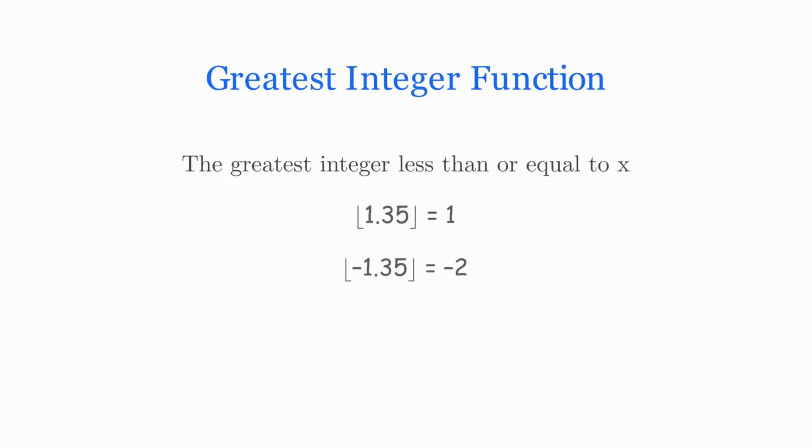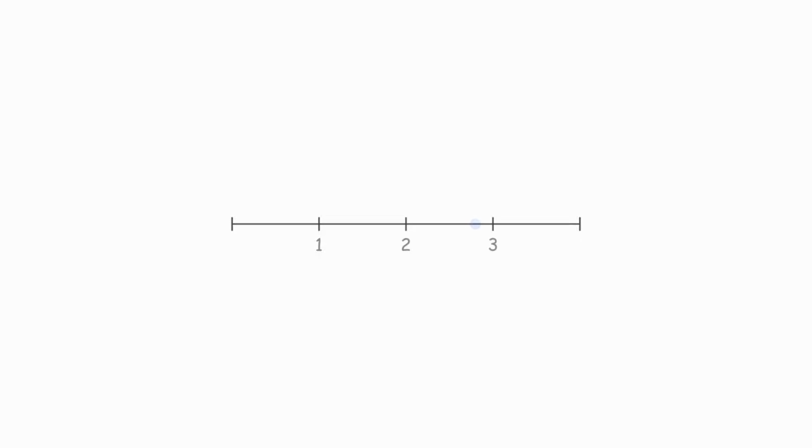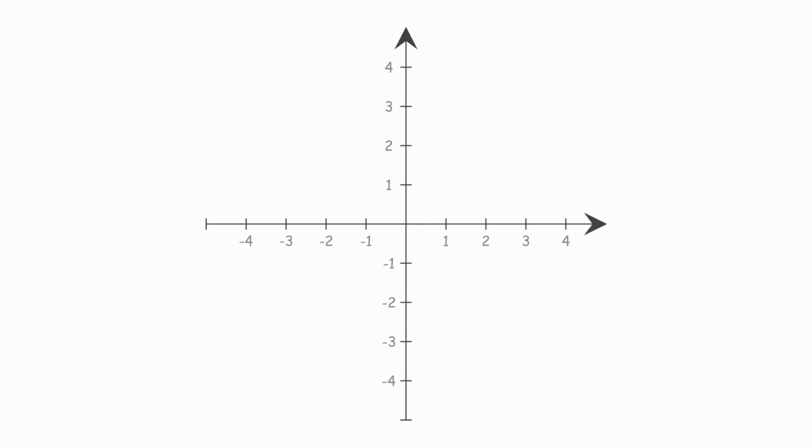Confused? Let's clear it up. Take any number between two integers. Using this function, we always bring it back to the closest integer before it. Now, let's take a look at the graph of this function.